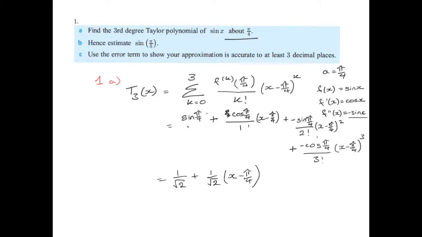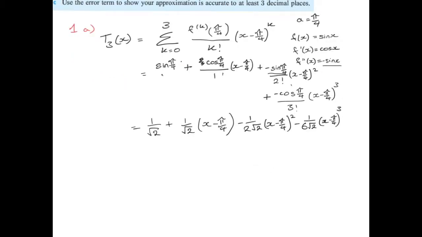And then we got minus 1 on root 2, because minus sine pi on 4, divided by 2 factorial, which is 2, is minus 1 on 2 root 2 times x minus pi on 4 squared. And then minus, again, 1 on root 2, but over 3 factorial, that's 6. So it's 1 on 6 root 2 times x minus pi on 4 cubed. I don't see any benefit in expanding that.